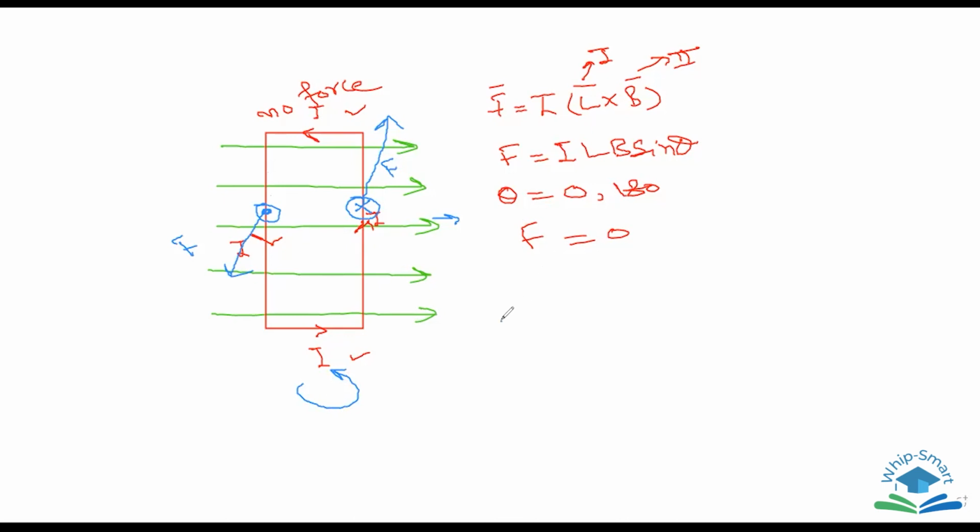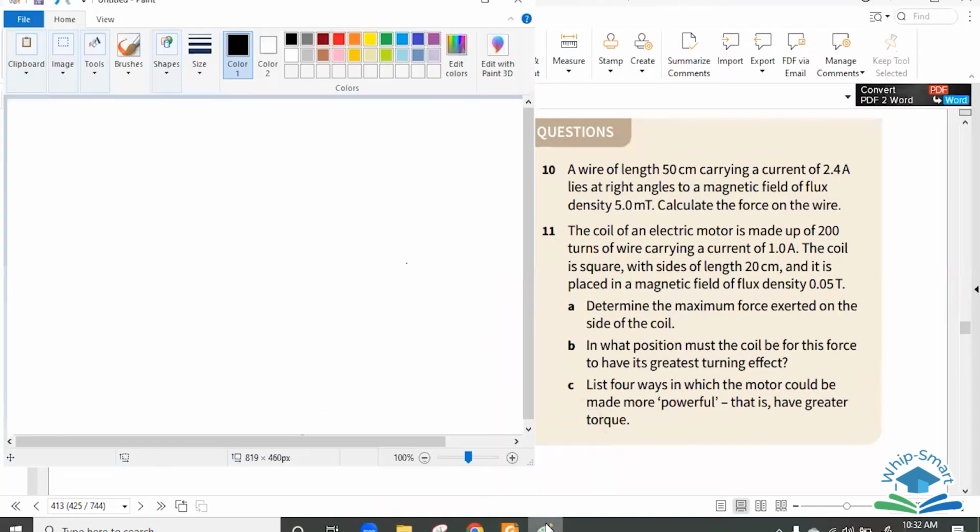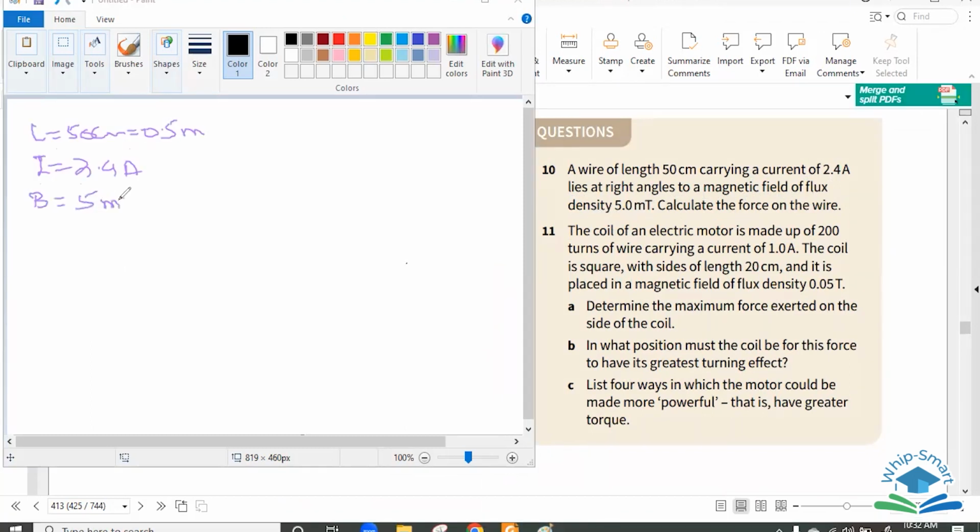Also now, torque is produced. So when a coil is placed in a magnetic field, torque is produced. This is also an effect of the magnetic field. Question number 10 says a wire of length 50 centimeters carrying a current of 2.4 amperes lies at a right angle to the magnetic field of flux density 5.0 millitesla. Calculate the force on the wire. So the length is 0.5 meters, current is 2.4 amperes, and flux is 5 into 10 power minus 3 Tesla. Find the force, which will be equal to ILB. So we will just multiply all three of these values. Our result will be in newtons.